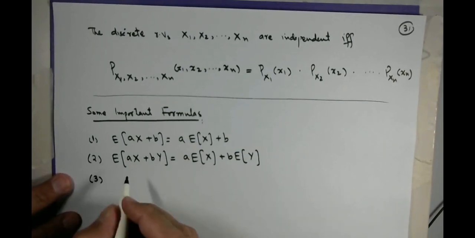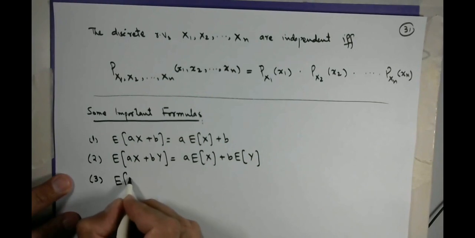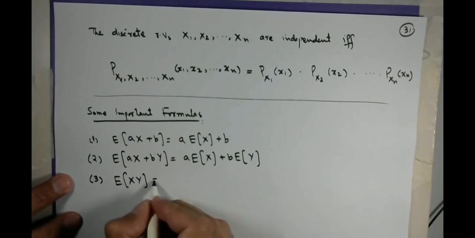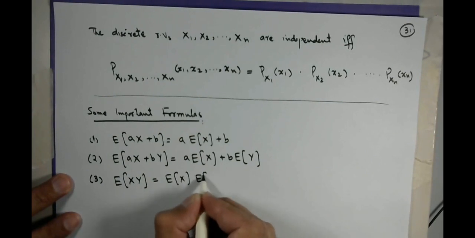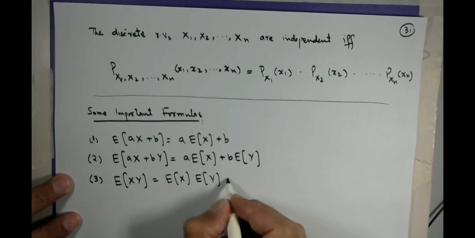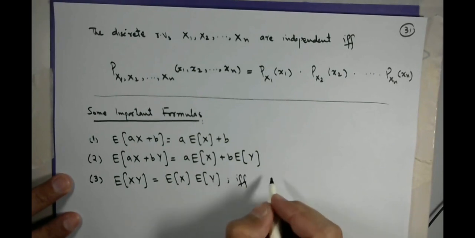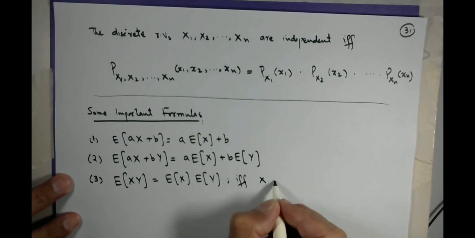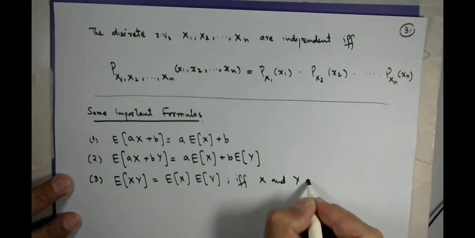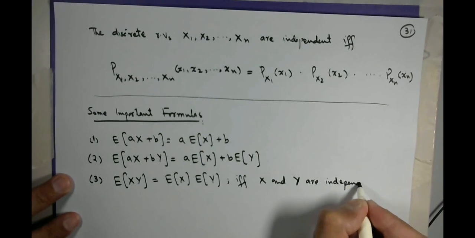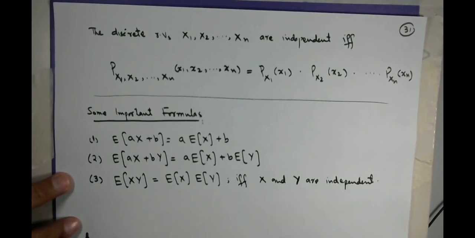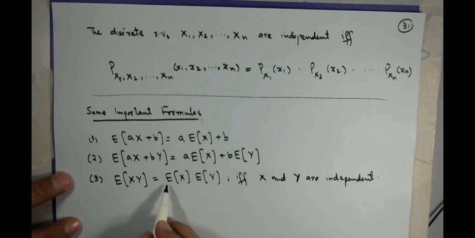Thirdly, the expectation of the product can be written as the product of the individual expectations if and only if x and y are independent. So expectation of the product can be written as the product of individual expectations if x and y are independent.